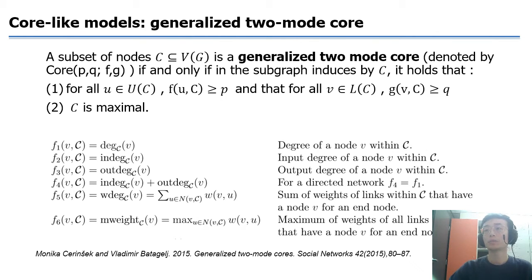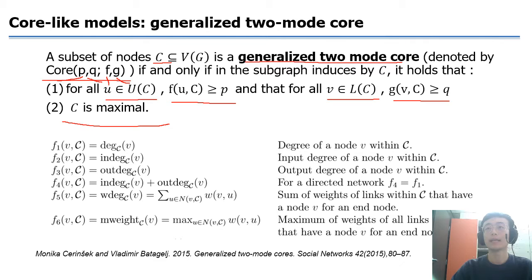A generalized two-mode core is a subset of nodes C, which is denoted as core (p, q, f, g). Here, p and q are two integers and are two thresholds, and here f and g are two functions defined on the vertices. And we require that for all the upper layer vertices in C, f(u) is larger than or equal to p. And we also require all the vertices in the lower layer of C, g(v) is larger than or equal to q. And also we require the maximality.